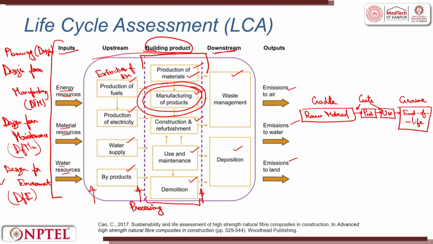Design for environment means the disposal or the final end of life of the product should be planned at the beginning only. What part would go to the solid waste, what part would go to the liquid waste, and so on. This is design for environment. So this is what life cycle assessment helps us to understand.